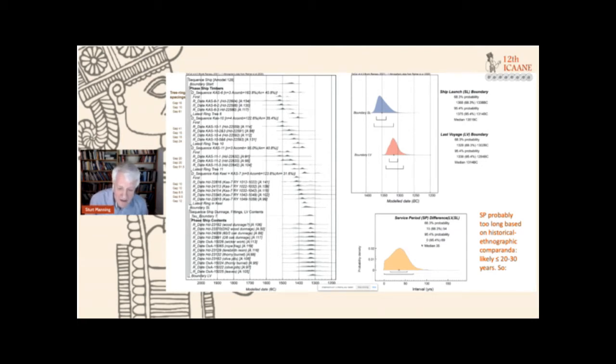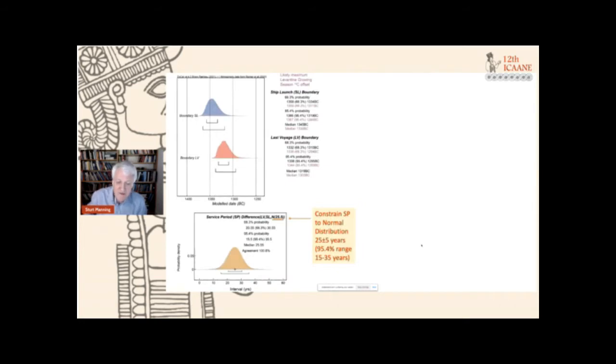Now, since in this case the estimate for the time between the service period seems a little long compared to expectations, we can in fact also model this with a more plausible ethnohistoric constraint on what the service period could be. And we achieve slightly revised estimates as a result. Again, we approach the precision now to engage with history.